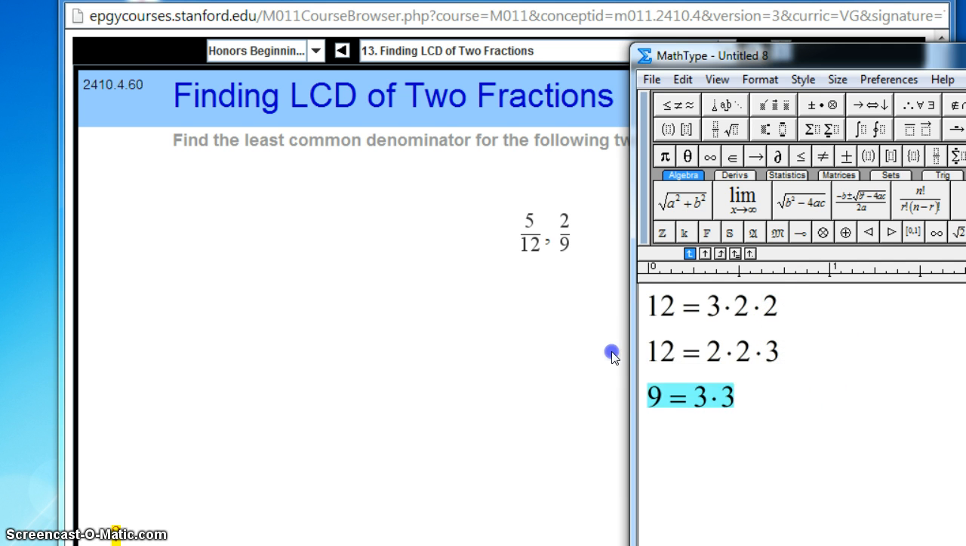Okay, so let's write down our fractions here. We have 5 over 12, and we also have 2 over 9, right? And we want to find a least common denominator, and we just factored these into their primes.